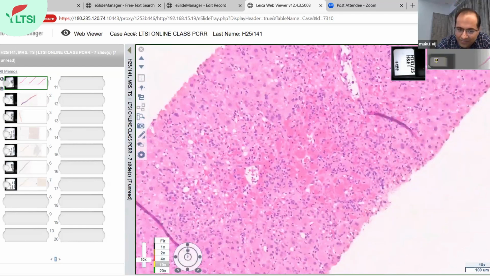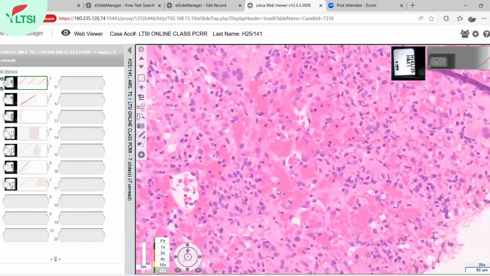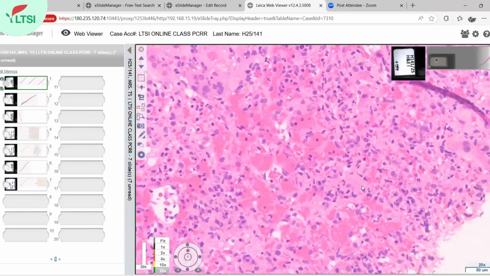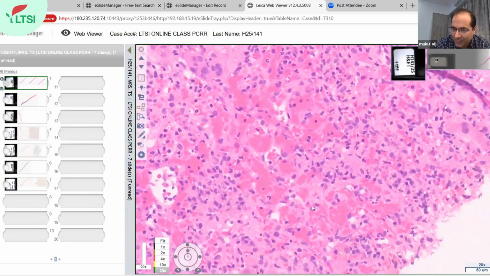Yes, here you've got extensive lobular inflammation. Extensive, Prof. Yes. This is what distinguishes it. This is extensive lobular inflammation, extensive necrosis, extensive inflammation, and necrosis and cell dropout.